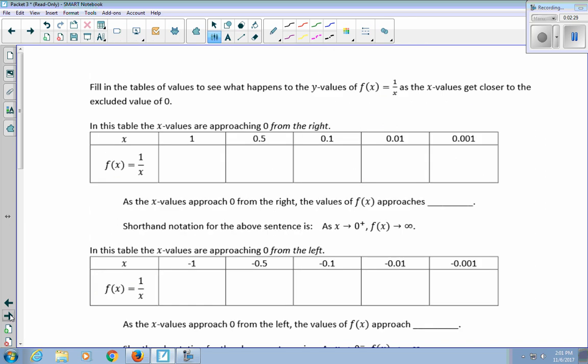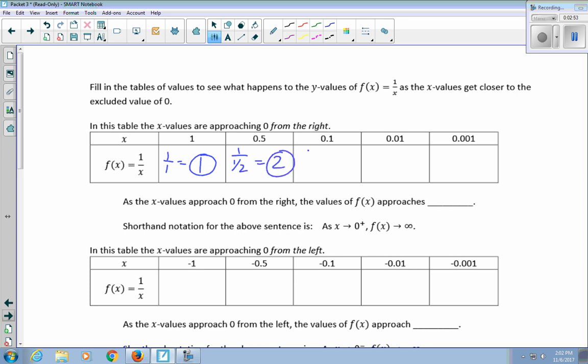So I'm going to fill in this table of values to see what happens to the y values as the x values get close to 0. So if I put in 1, f of x equals 1 over x, f of 1 would be 1 over 1, which is 1. And if I put in a half, a little bit closer to 0, I get 1 over 1/2, which simplifies to 2.